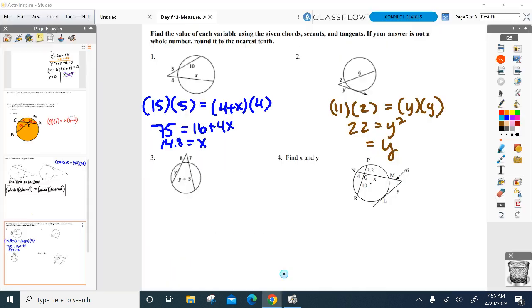Nearest tenth, 8. Sophia on fire. 4.7. Got it. We feeling all right? One more decent one before I knock your socks off.